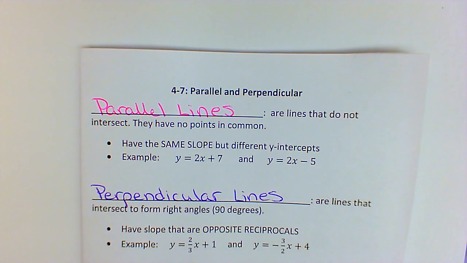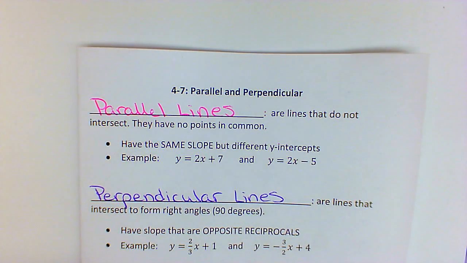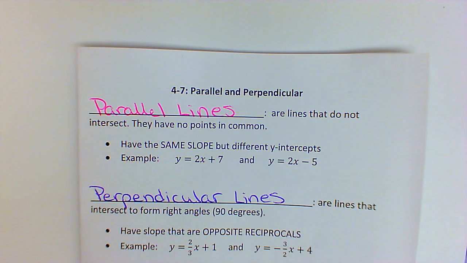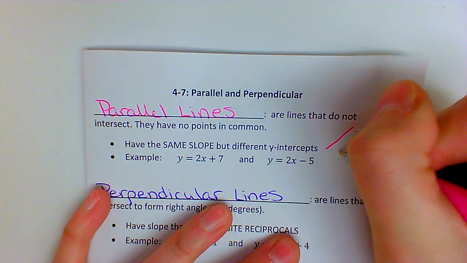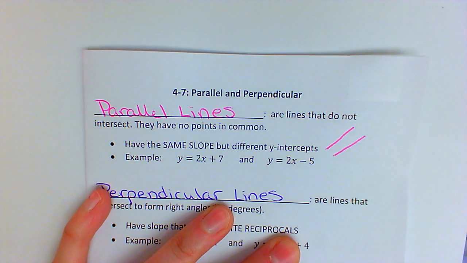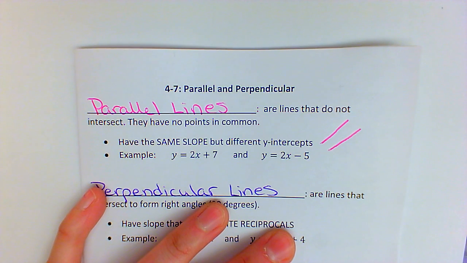So today's lesson is over parallel and perpendicular lines. Now most people remember that parallel lines are lines that do not intersect. They have no points in common. So I've got these two lines that are never going to cross each other.